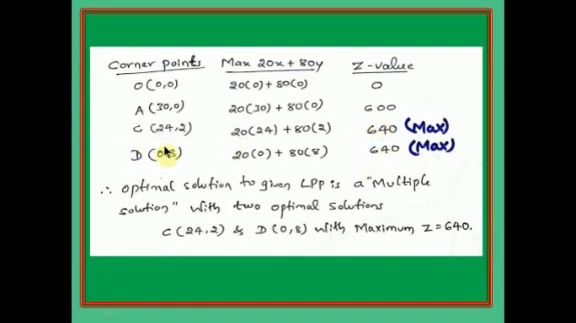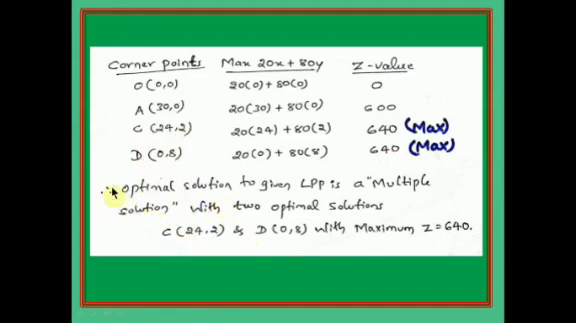See, 24,2 are the coordinate values and 0,8 are the coordinate values for which we have got 640 as Z values. Fine, not an issue. So the bigger values or maximized values are twice in this particular problem as 640. These respective coordinate values will become the optimal solution, which is nothing but C 24,2 and D 0,8.